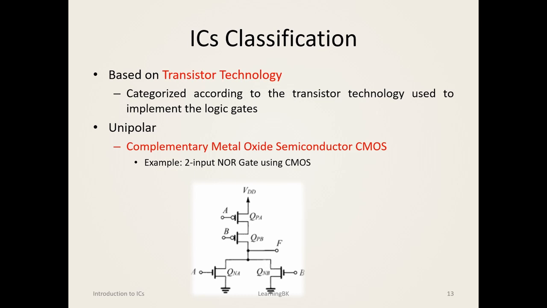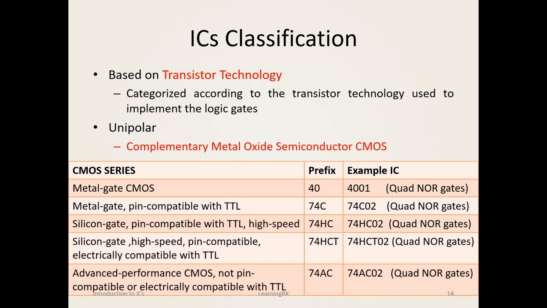From a practical point of view, one of the differences between TTL and CMOS logic is the voltage levels for high and low logics and the operating voltages. This table lists the various versions of two-input NOR gates that are available in the CMOS family. The legacy or the classic CMOS ICs that implement basic logic gates start with the prefix 40.